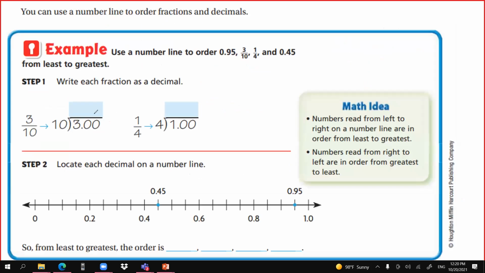Now, in this one here, you want to order fractions and decimals.